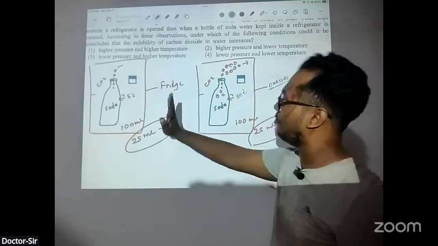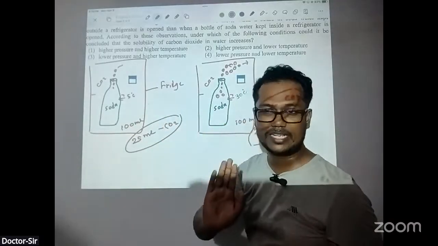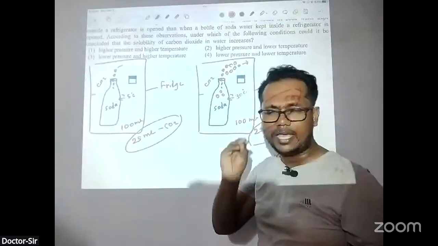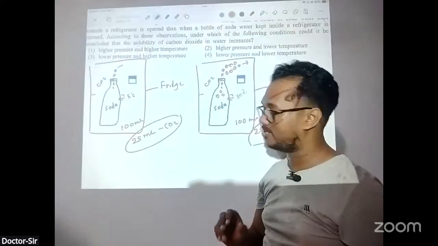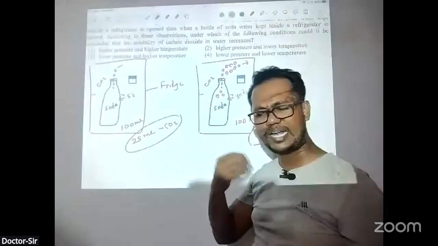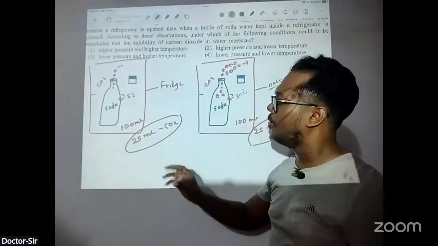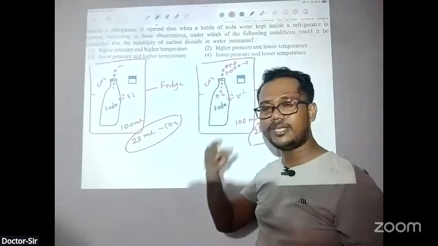So the temperature is the factor that affects the solubility of the gas. That is why drinking it cool tastes good and drinking it without cooling does not taste good. Okay, so when we cool this, why is more carbon dioxide soluble there?